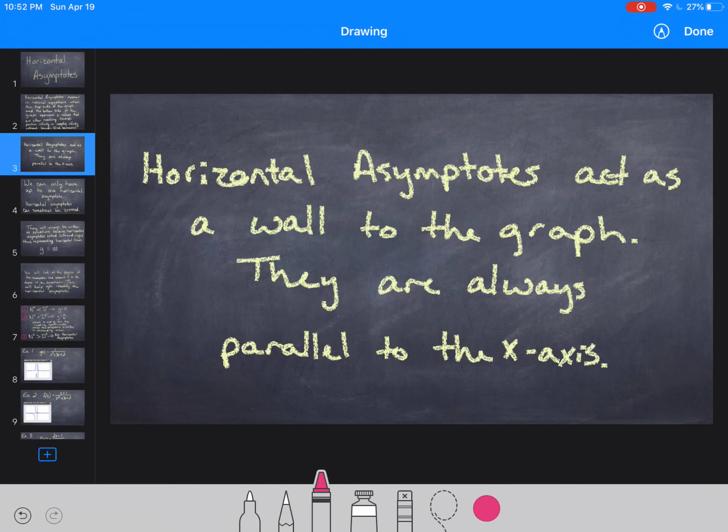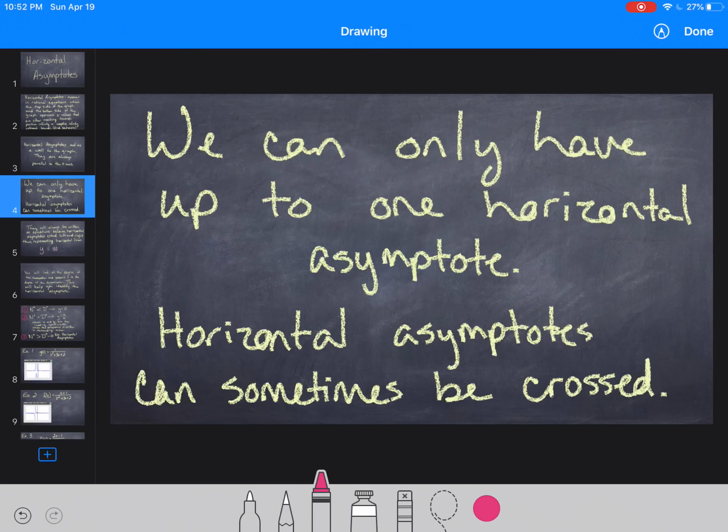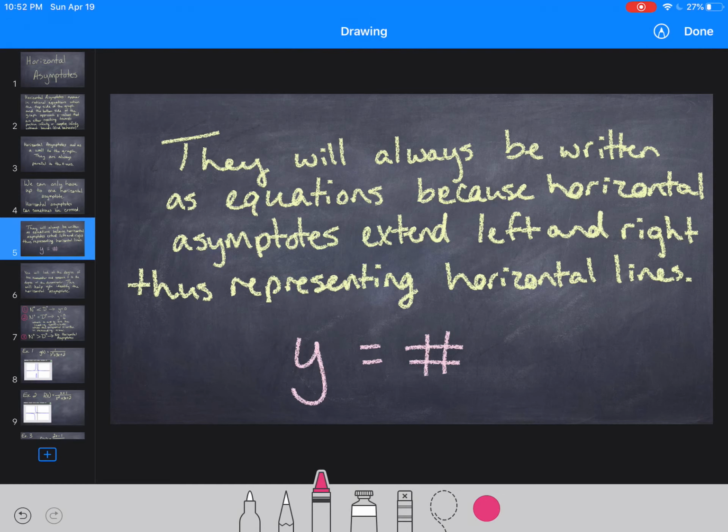Horizontal asymptotes act as a wall to the graph. They are always parallel to the x-axis. We can only have up to one horizontal asymptote. Horizontal asymptotes can sometimes be crossed.